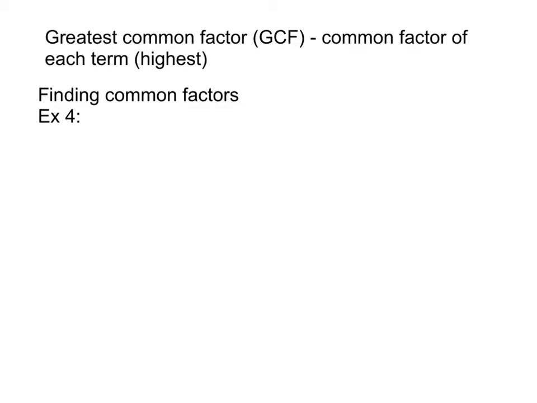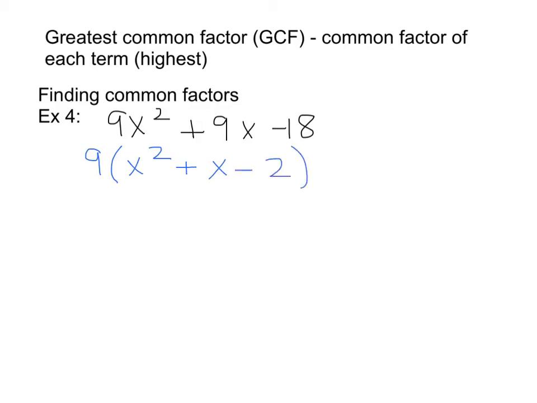So in example 4, we have 9x squared plus 9x minus 18. Okay, so you need to think of each term. What does 9x squared, 9x, and negative 18 have in common? I know that they all have 3 in common, but the highest one is going to be 9. So when I factor out a 9, that leaves me with x squared plus x minus 2.